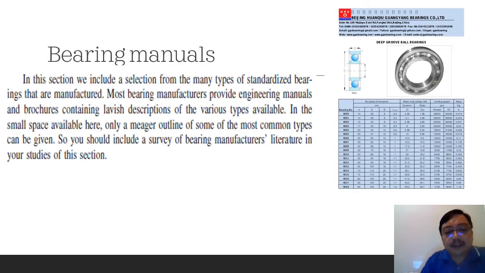So this is the bearing manual. This section, the bearing manual, comes from industry, so I just copied and pasted from the internet, from Google Images. This one is from a company in China. There are many companies, and of course they come with a manual. In this chapter, you will learn how to read the manual and how to decide what is the best bearing for your application.